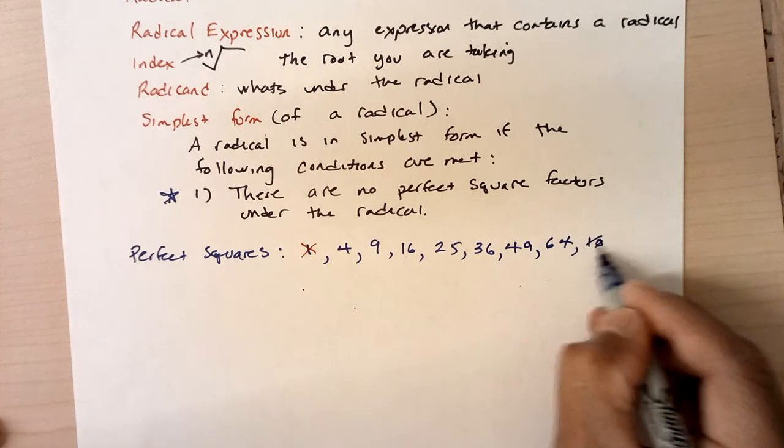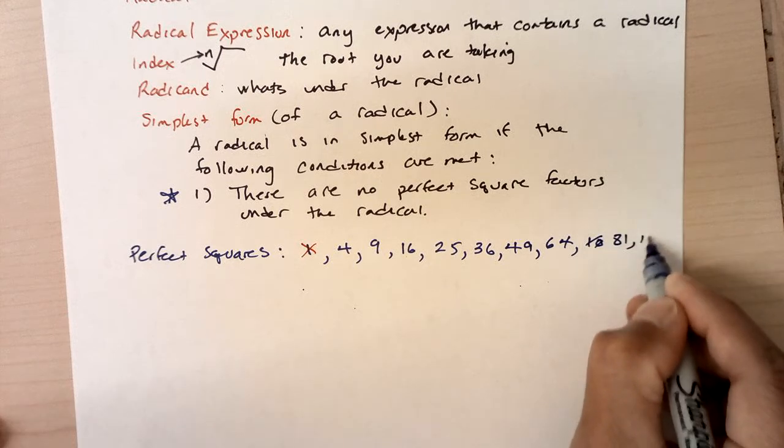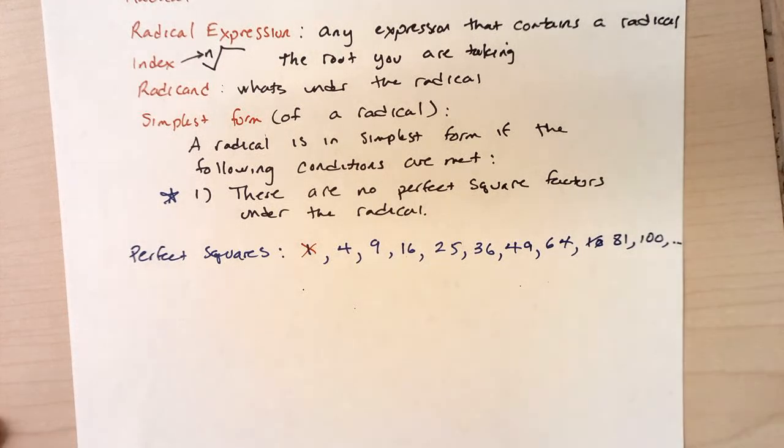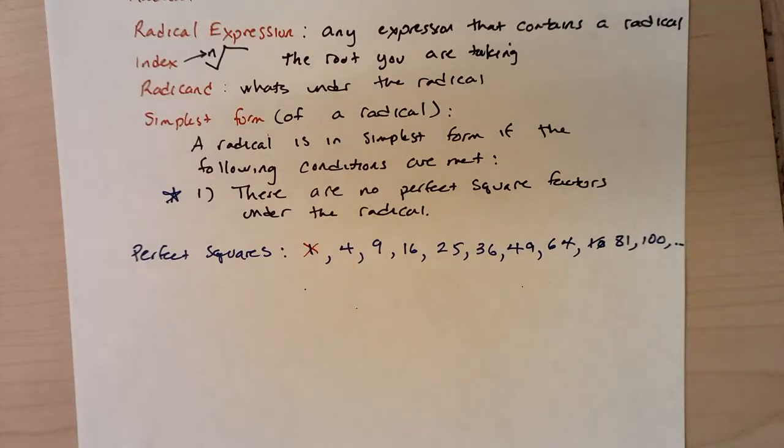Oops, I forgot one. 64, then 81, 100. There's an infinite number of perfect square factors. After 100, it would be 121, then 144, 169. That list should suffice. And we'll keep referring back to this to simplify radicals.